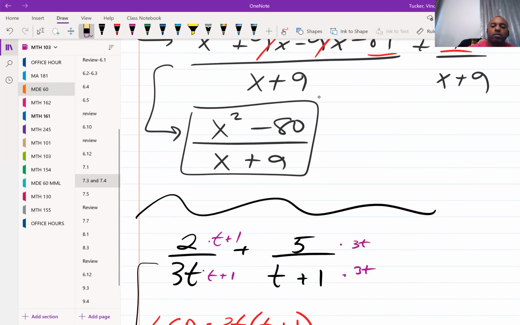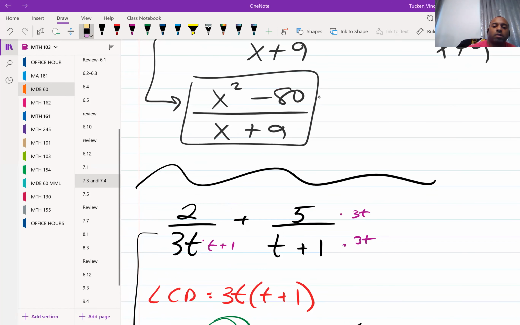So, original problem right here: 2 over 3t plus 5 over t plus 1. There's nothing really to factor in either one of those. So you just go ahead and bring them together. 3t times t plus 1 is your LCD. So I'm going to multiply top and bottom by 3t in the second one, and then t plus 1 in that first one.